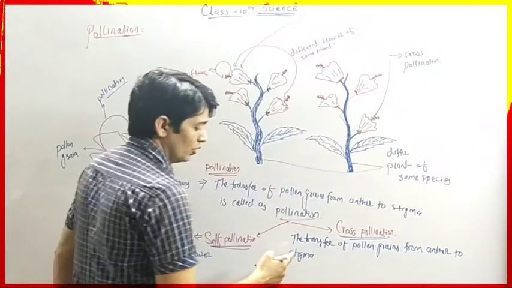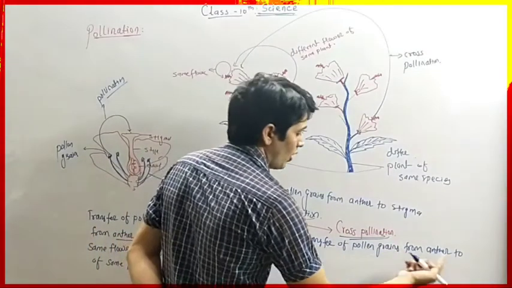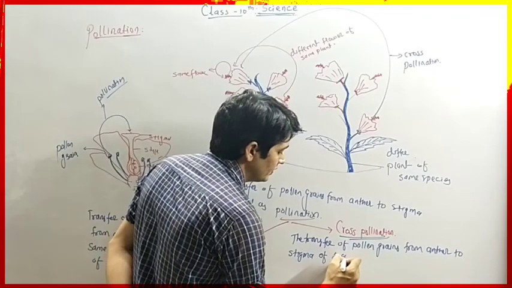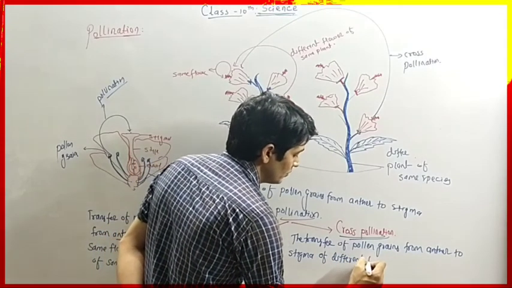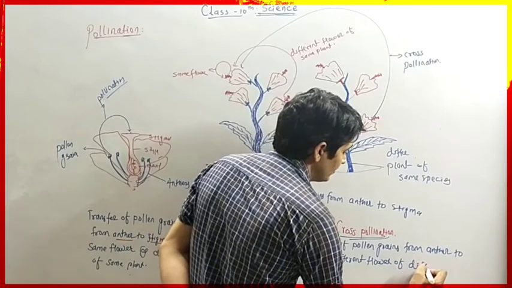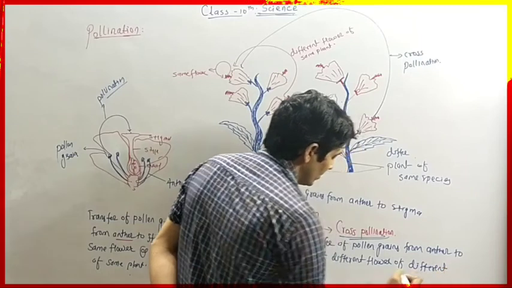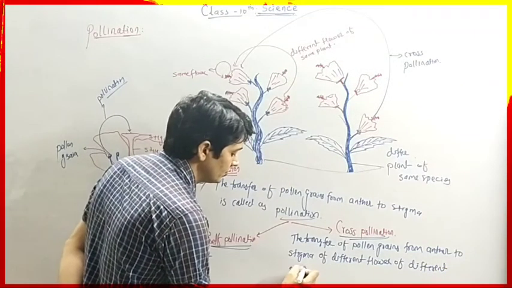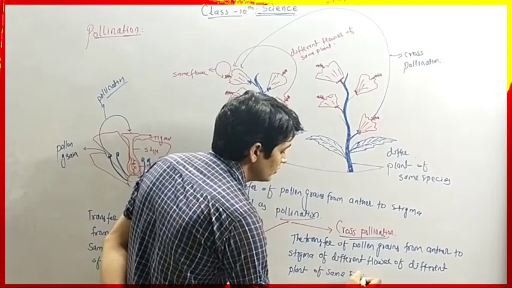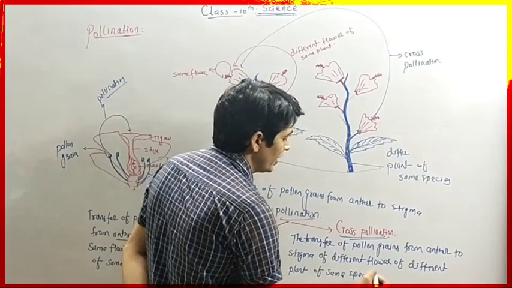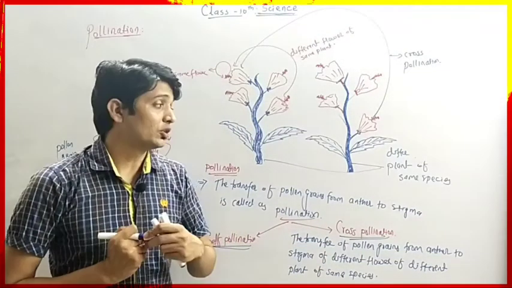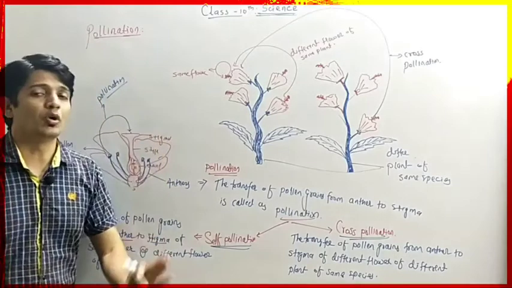The transfer of pollen grain from anther to stigma of different flower of different plant of same species is called cross pollination. So this is all about pollination.